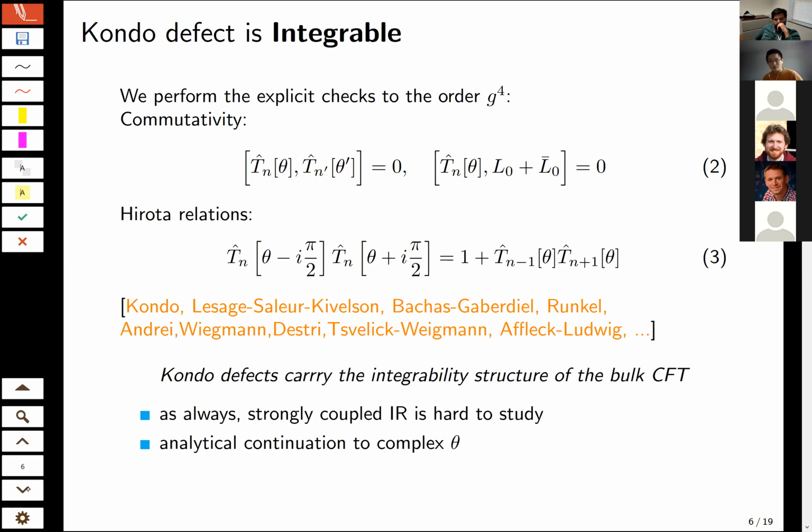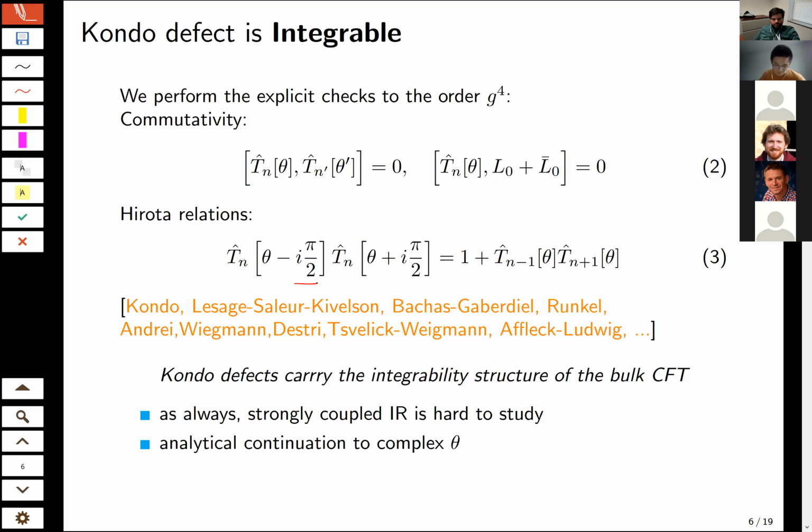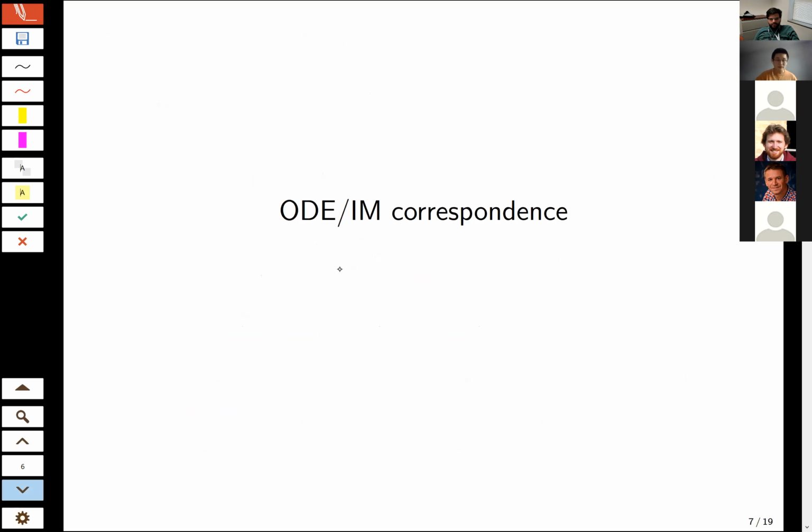But clearly, perturbation theory is not the best tool to study the Kondo defect here, because it's strongly coupled in the IR. And also, if you look at the Hirota relation, here I really want to shift the theta in the imaginary direction. So somehow I want to study this Kondo defect with complex theta, which is not very natural in the defect language. That will bring me to the next topic, which is called the ODE/IM correspondence.